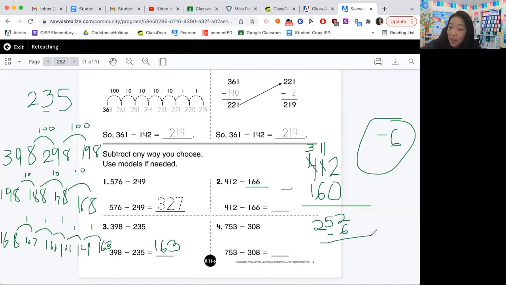Now, for this one, you can actually just count backwards. 252 minus 6, 251, 250, 249, 248, 247, 246. So your answer would be 246.